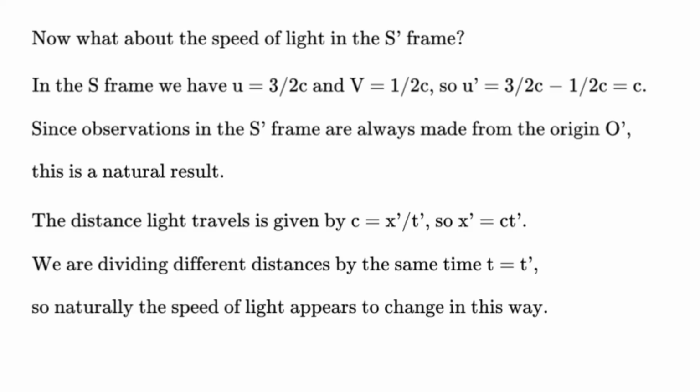Now what about the speed of light in the S' frame? In the S frame, we have u equals 3/2 c and v equals 1/2 c, so u' equals 3/2 c minus 1/2 c equals c. Since observations in the S' frame are always made from the origin O', this is a natural result. The distance light travels is given by c equals x' over t', so x' equals ct'. We are dividing different distances by the same time t equals t', so naturally the speed of light appears to change in this way.